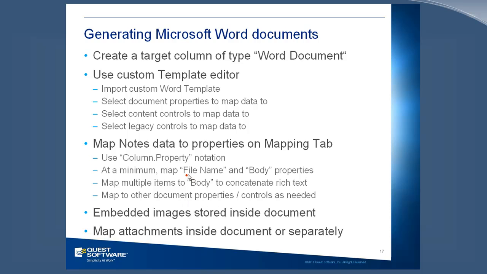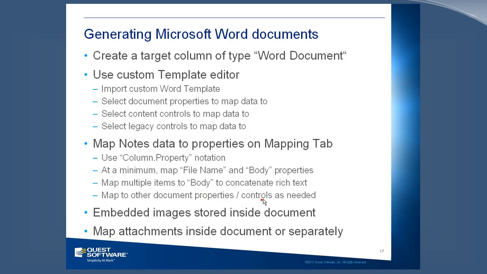So at a minimum, you always need to map something to the file name, and that controls what the file name of these generated Word documents is going to be. And you probably want to map something to body, so that document will have something in it. You can also map to the other properties if you want to.